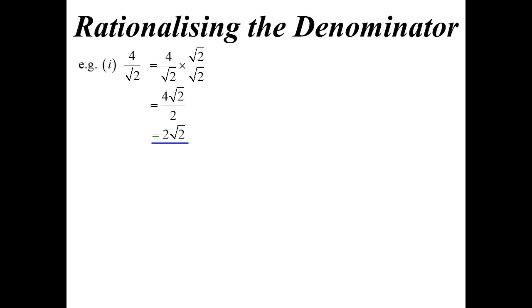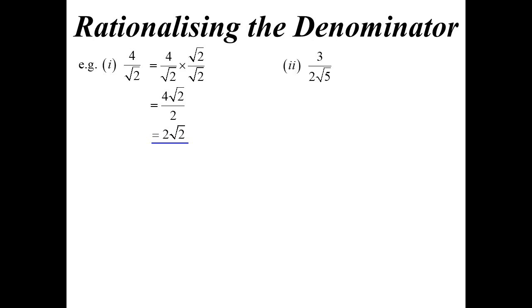Some people are obsessed with rationalising the denominator. Personally, you only rationalise the denominator if you need to. It's okay to leave things with an irrational denominator. If I'm not going to go and compare it with something, that's fine. I mean, a number is a number. But we still need to know how to do it in case we need to do it.